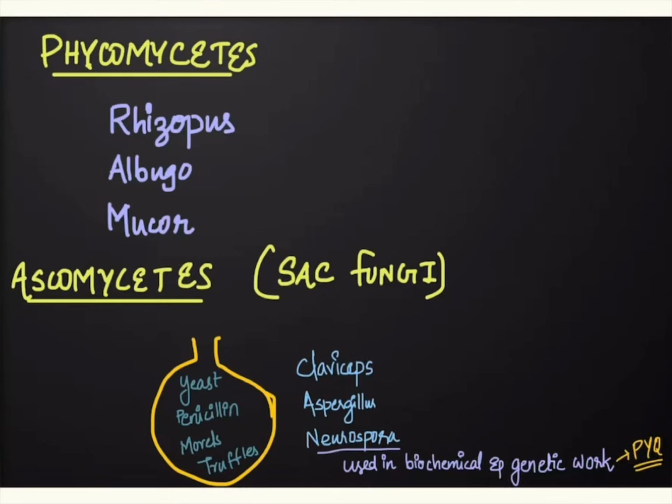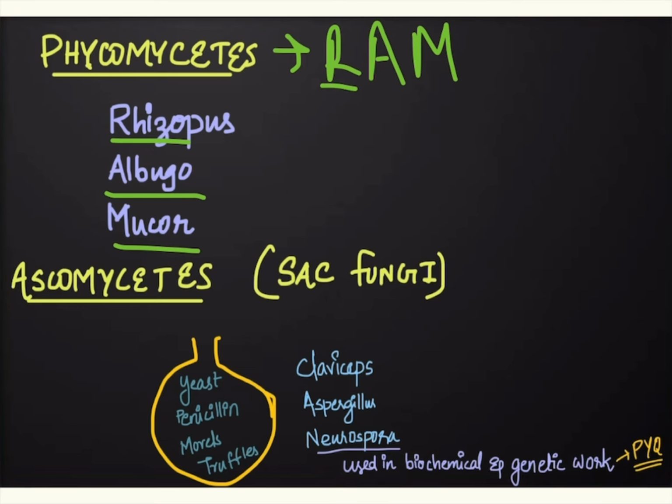So today we are going to deal with the tricks for the examples of the kingdom fungi. The first one is the Phycomycetes, and in the Phycomycetes there are three examples, that is Rhizopus, Albugo and Mucor. The trick is RAM. R for Rhizopus, A for Albugo and M for Mucor.